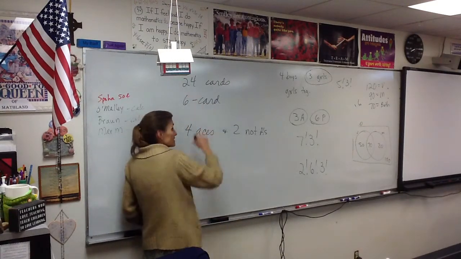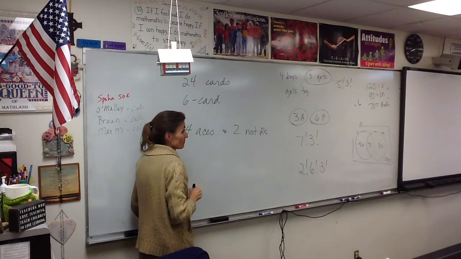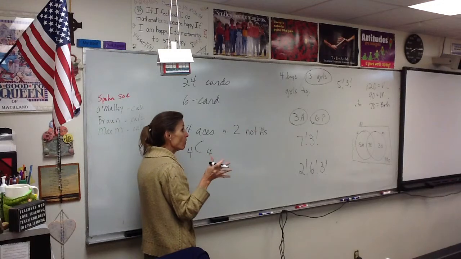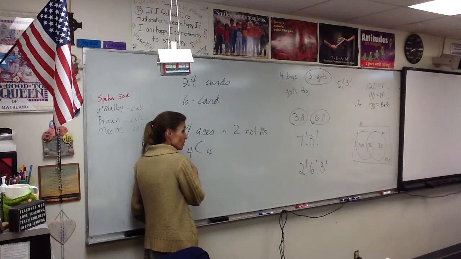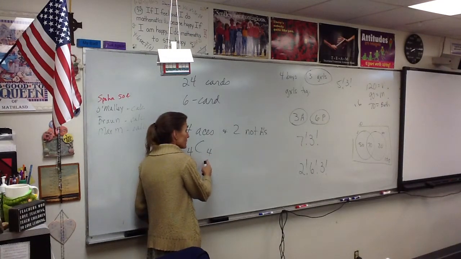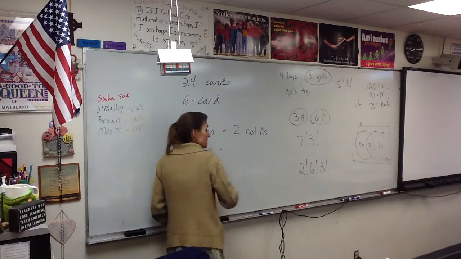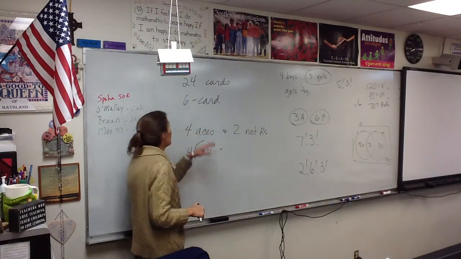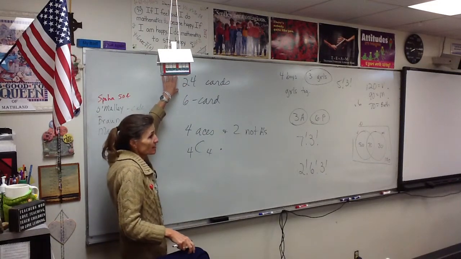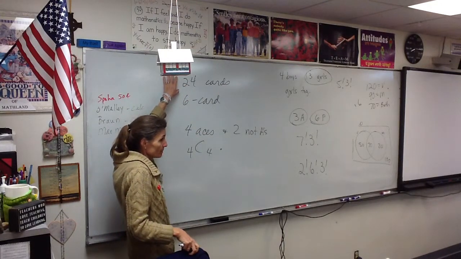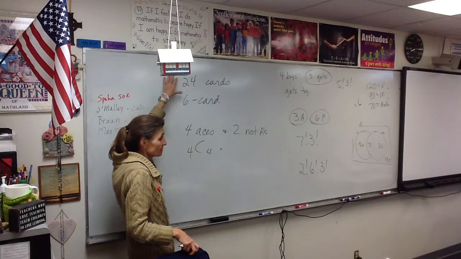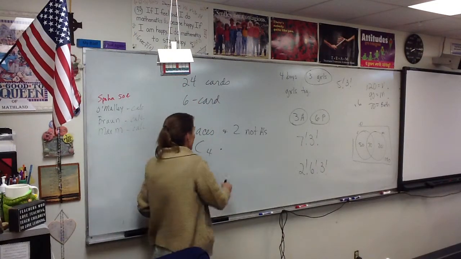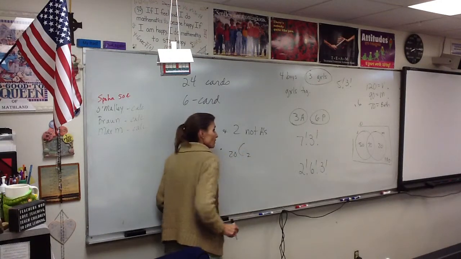Well, how many aces are there in our deck? 4. And I'm picking all 4 of them. I need all 4 aces. So 4 total, I'm choosing 4. And so I'll multiply, 2 not aces. Well, remember, this deck only had 24 cards in it. 4 of them were aces, leaving me with how many other cards? 20, and I am choosing 2 of those.